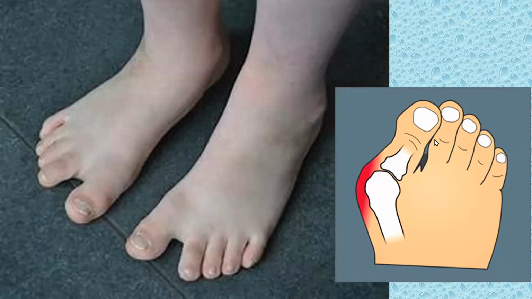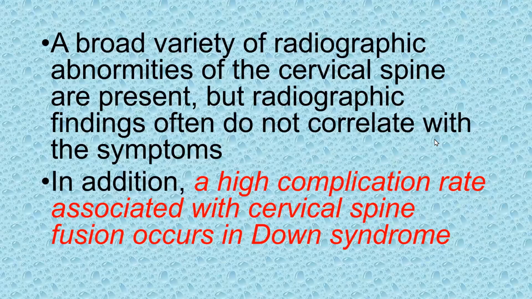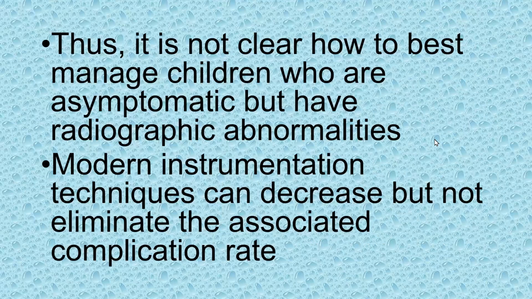A broad variety of radiographic abnormalities of the cervical spine are present, but radiographic findings often do not correlate with the symptoms. In addition, a high complication rate associated with cervical spine fusion occurs in Down syndrome. It is not clear how to best manage children who are asymptomatic but have radiographic abnormalities.